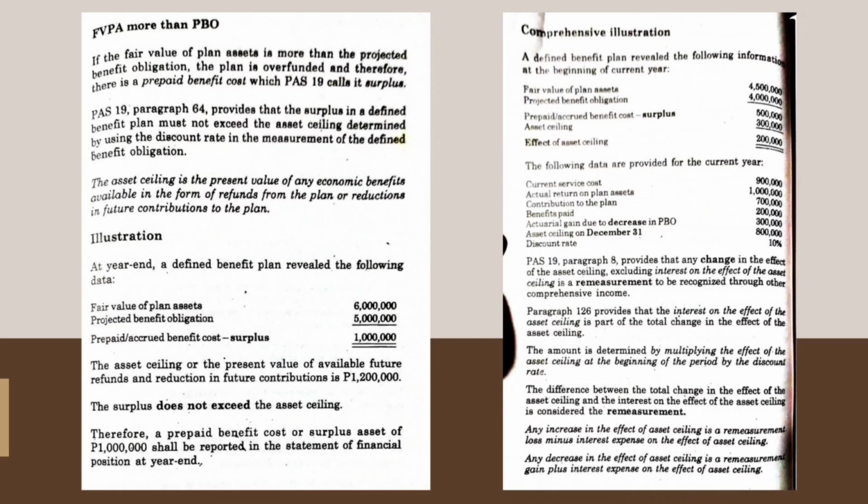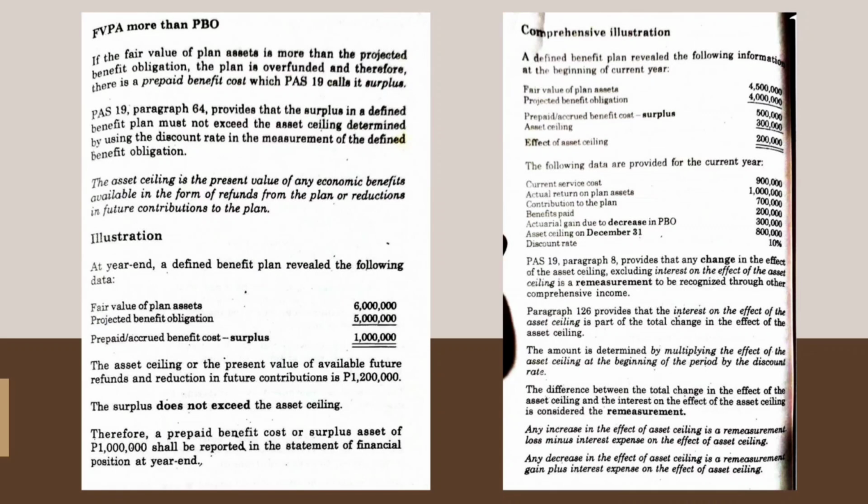So FVPA is more than the PBO. If the fair value of the plan asset is more than the projected benefit obligation, the plan is overfunded, and therefore there is a prepaid benefit cost, which PAS 19 calls surplus. PAS 19 paragraph 64 provides that the surplus in a defined benefit plan must not exceed the asset ceiling, determined by using the discount rate in the measurement of the defined benefit obligation. The asset ceiling is the present value of any economic benefit available in the form of refunds from the plan or reduction in future contribution to the plan.